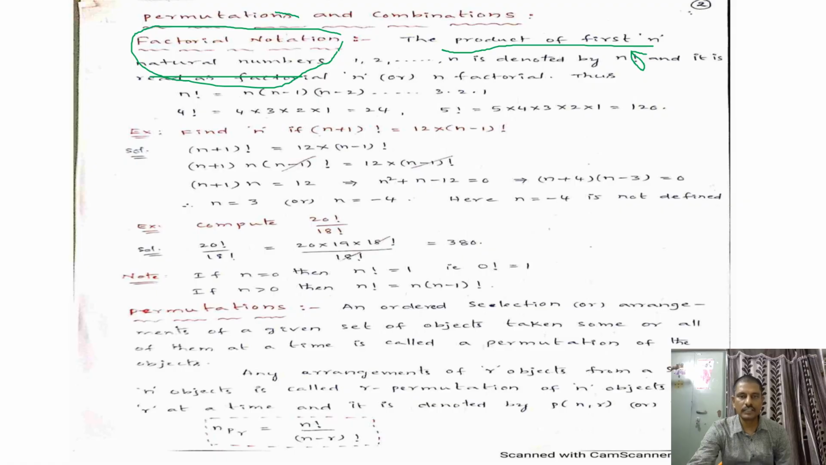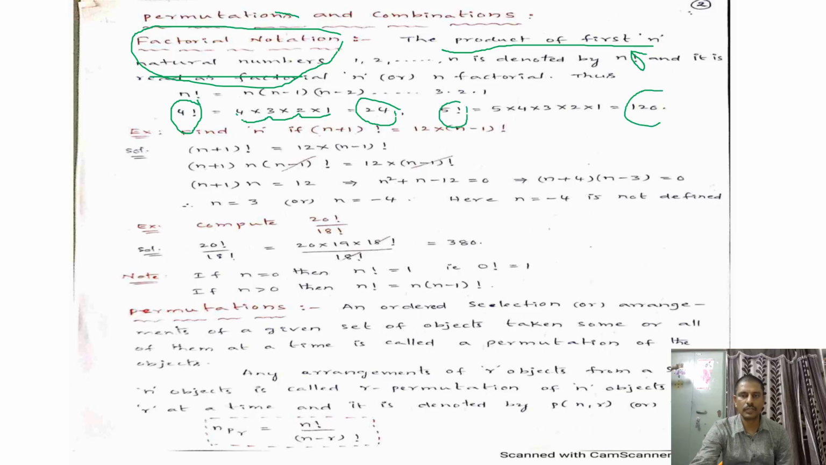n factorial is nothing but we can write it from back to front or front to back. If we write from the ending digit, n into n minus 1 into n minus 2 and so on down to 3 into 2 into 1. If we write from the beginning, 1 into 2 into 3 up to n, we can write in both ways, right? For example, if I want to find 4 factorial, 4 factorial equals, from backwards, 4 into 3 into 2 into 1, or if I move from frontwards, 1 into 2 into 3 into 4. After multiplying, what do we get? 24. Like this, 5 factorial is equal to 120.